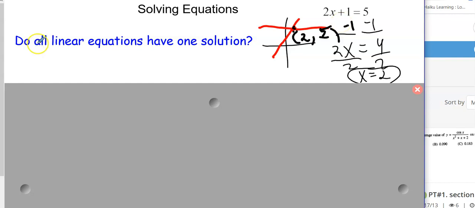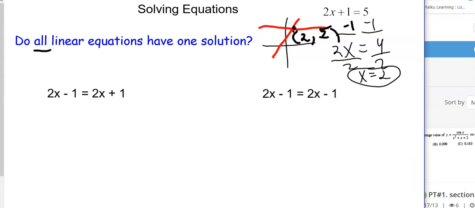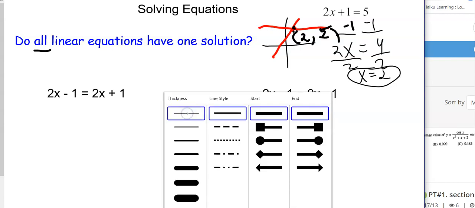But do all linear equations have one solution? Well, that's actually a pretty good question. You'll have solved some linear ones before. Let's try these and just see what happens here, see if they really do have one solution or not.